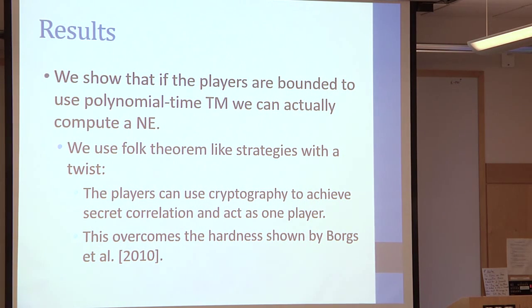Before the punishing starts, the players that want to punish use cryptography within the game. They don't have outside channels. They use the game to communicate in a way that is secret from the player they want to punish, and then they get correlation, and we're back to the two-player case. When they want to punish, they all act as one player against the player they want to punish. And as we said, with two players, we know how to find Nash equilibrium. Okay, so this is the twist, and it overcomes the hardness shown by Borgs et al.